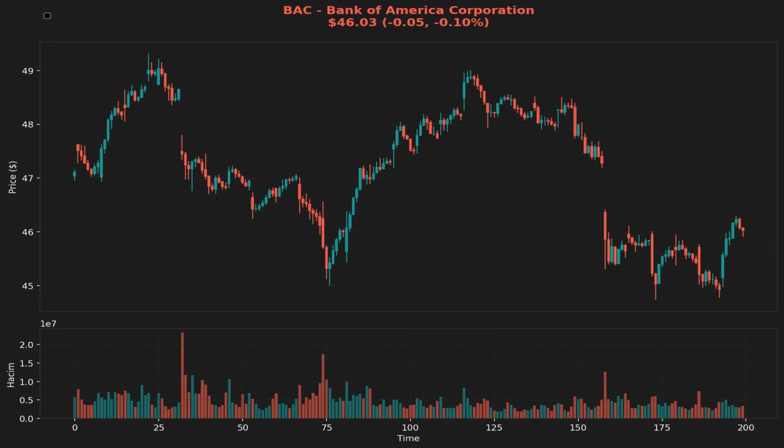Bank of America stock is currently trading at the $46.03 level. Section 1. RSI Analysis. The current Relative Strength Index, RSI, for Bank of America Corporation, BAC, stands at 62.7, placing it within the neutral zone.